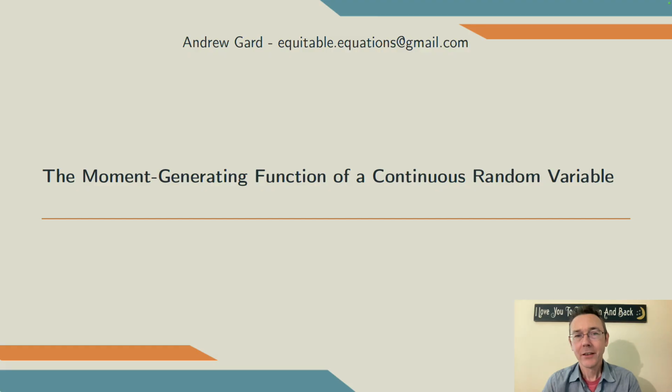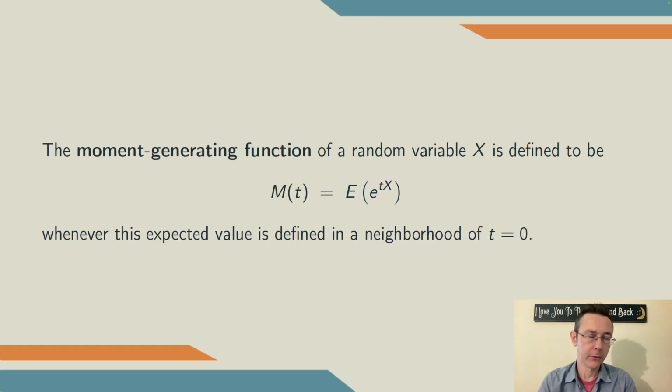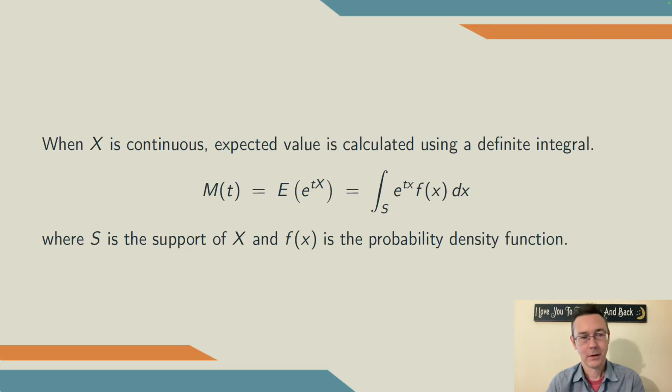Hey everybody. Today we're talking about moment-generating functions of continuous random variables. The basic definition is exactly the same as in the discrete case. The moment-generating function m of t is defined to be the expected value of e to the tx, where x is the random variable. And the moment-generating function is defined whenever this expectation is defined in a neighborhood of t equals 0. When x is continuous, the expectation is computed using a definite integral.